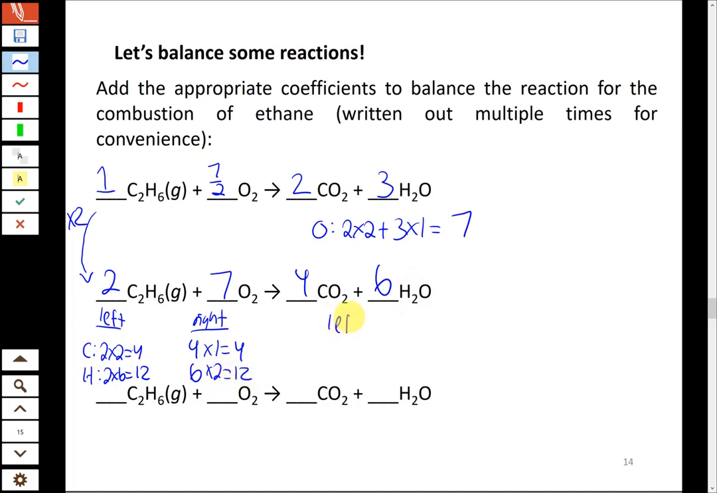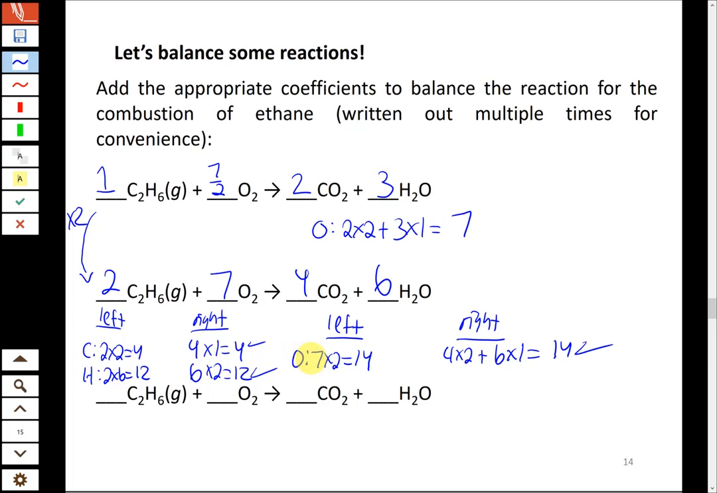And then finally for oxygen, which is the last one we did, a little bit more complicated. On the left side, we have 7 O2s, so 7 times 2 is 14 oxygen atoms. And then on the right side, we have 4 CO2s, 4 times 2 for CO2, which is 8, and then 6 waters. 6 times 1 is 6, so 8 plus 6 is also 14. So all of these check out with each other. Carbon is the same on both sides, hydrogen is the same on both sides, oxygen is the same on both sides.